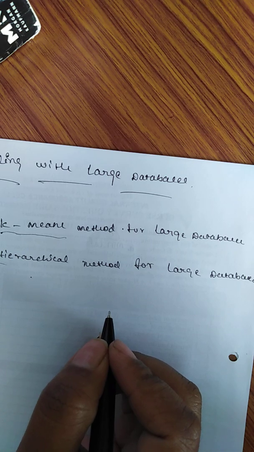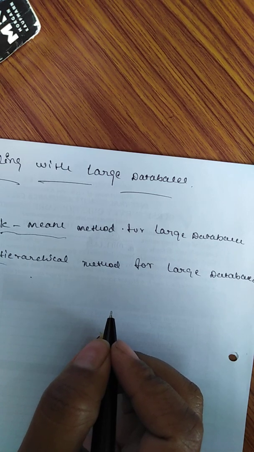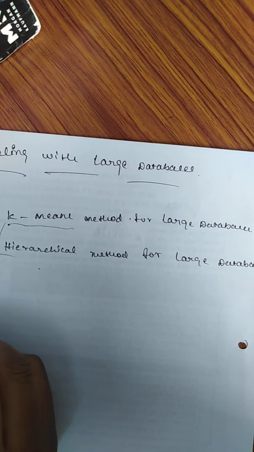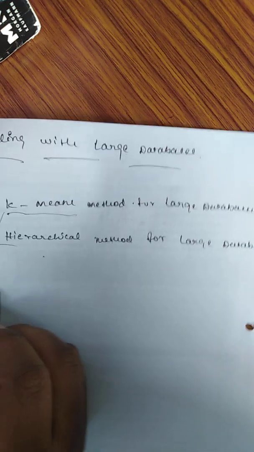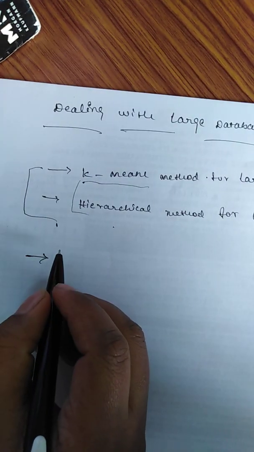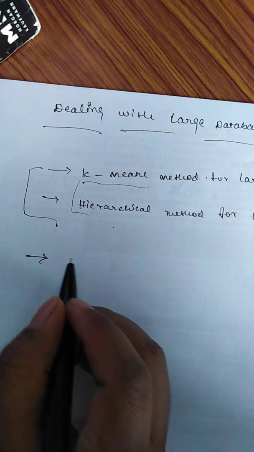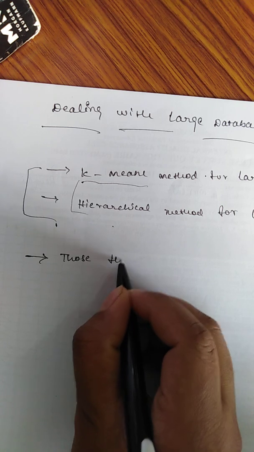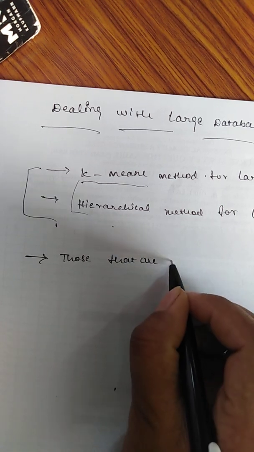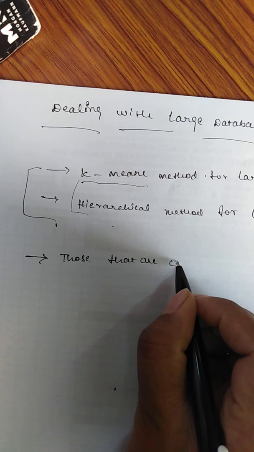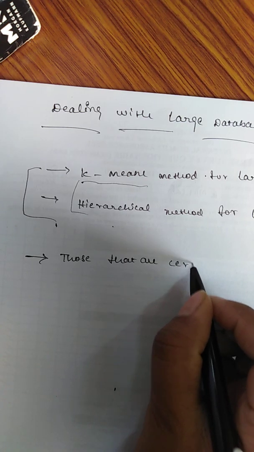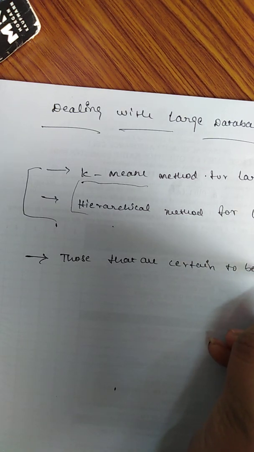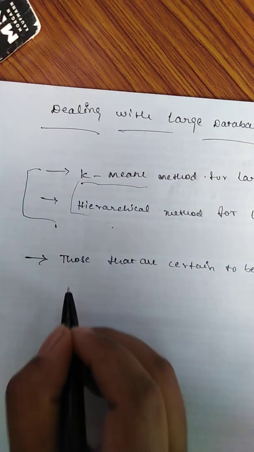Objects belong to the following three groups in the k-means method. I will tell you the three steps we follow. First, those that are certain to belong to a cluster.